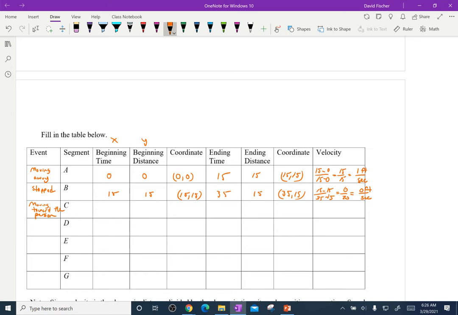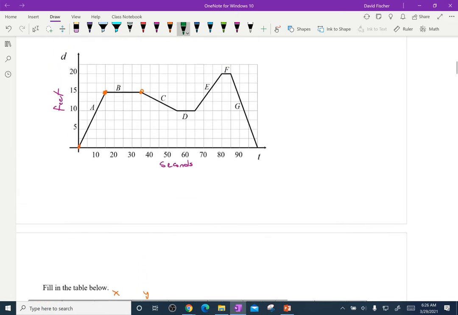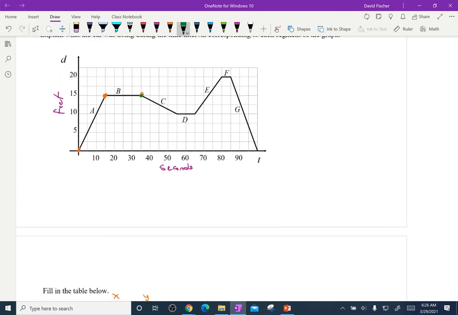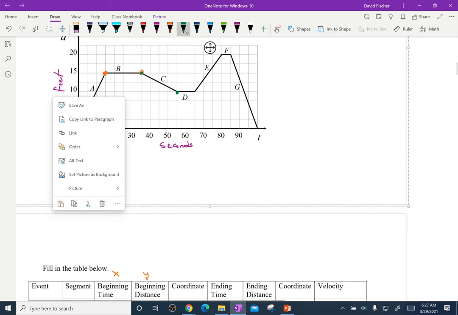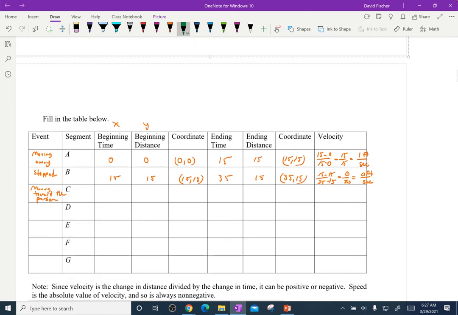All right, I'll do one more with you, and then I'm going to set you free to finish them up. Let's go to C. We want to know from here to here what was our average rate of change. Now since it's a linear line, you could go down 2 over this many, and that would be the same thing, and then reduce it. But let's use our coordinates. We're at 35:15. So in 35 seconds at the beginning of C, we're at 15 feet.